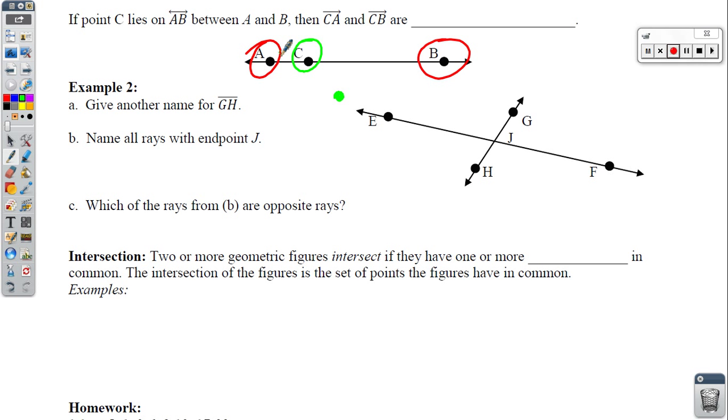All right, let's go to example 2. Give another name for segment GH. Well, for segments, really the only way we could rename that is by switching the letters around. So we could call it segment HG.